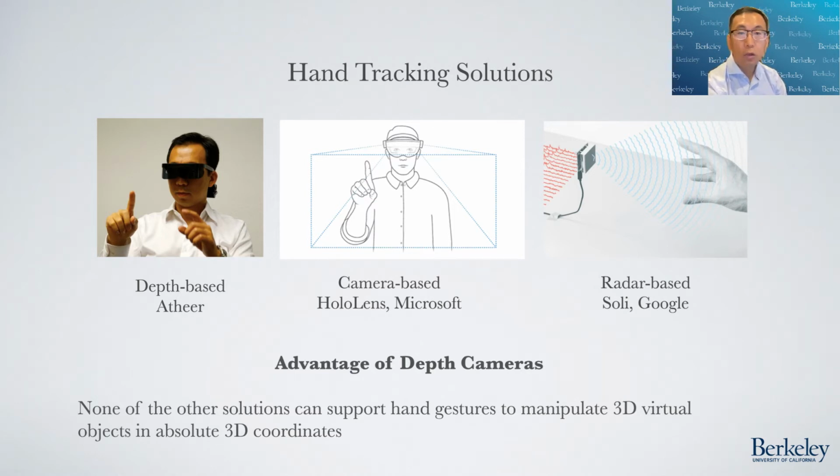If you wear HoloLens, you will notice that the first generation of HoloLens use camera-based modality to provide hand gesture tracking. Finally, there are dedicated hand gesture sensors produced by various companies, such as the Soli from Google, and there is another very famous sensor solution called the Leap Motion, also designed from the Silicon Valley. But personally, I still prefer the depth cameras because none of the other solutions can support hand gesture to manipulate 3D virtual objects directly from their absolute 3D coordinates.